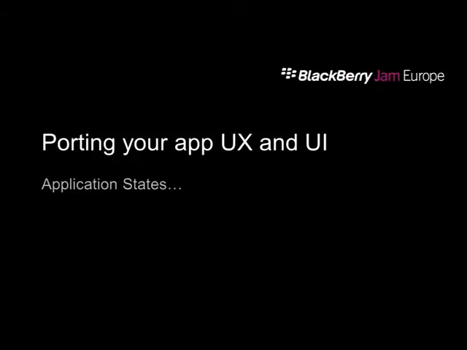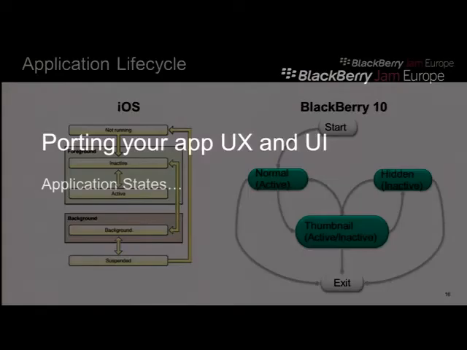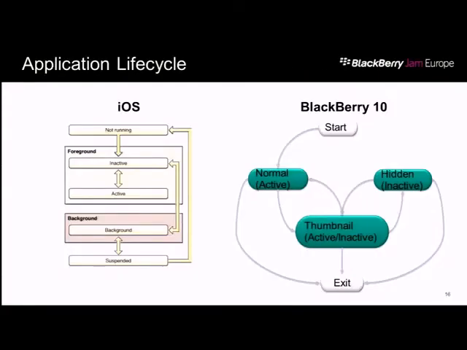So now let's look at some of the application states that you need to consider on the different platforms and how the platforms differ, because when you're writing your application, you need to keep in mind that applications can go through different states, and so there are some differences on the platforms. So on iOS, you have your application inactive or active, but there's also the notion of a background application and a background suspended application. Now, to contrast that with BlackBerry 10, you can have a normal state, a thumbnail state, but also a hidden inactive state.